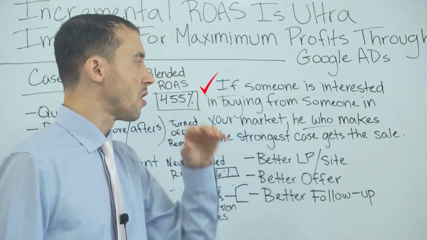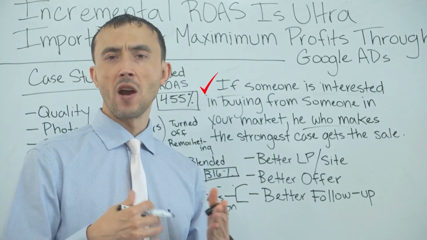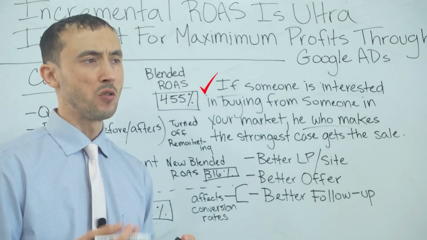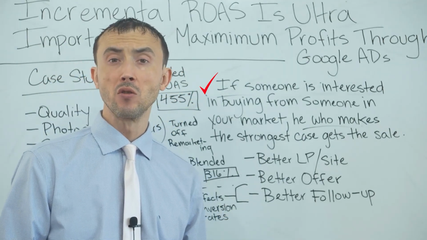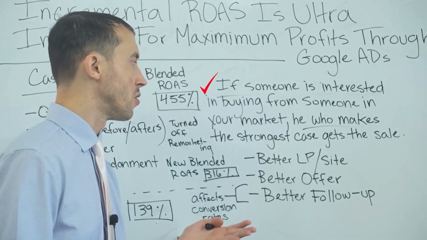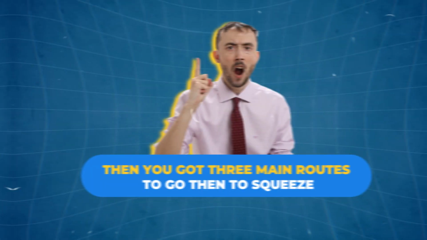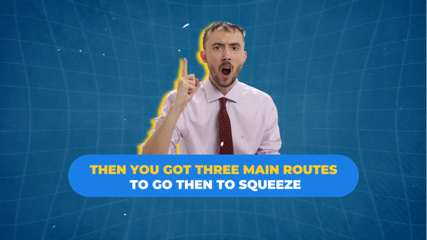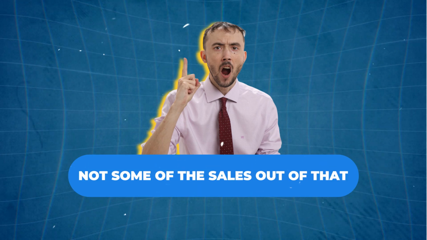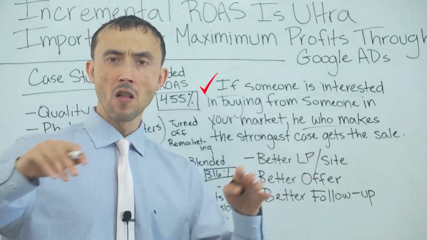It truly is. So with that said, once you've run your ad, assuming you sell red shoes, you've gotten your ad in front of people searching for red shoes on Google. You covered that on Google for yourself. You're getting whatever you're getting. If you want to get more out of it, well then you've got three main routes to go, to squeeze not some of the sales out of that ready-to-buy traffic, but all of the sales you can.